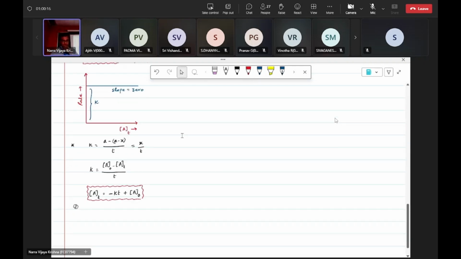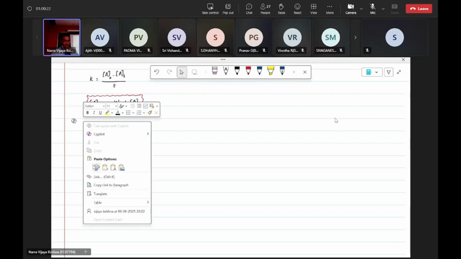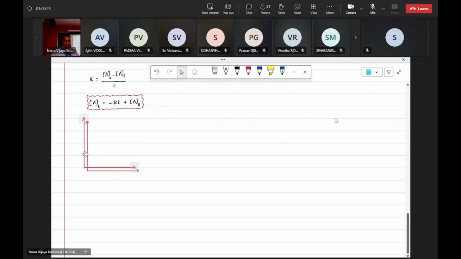This is another equation. Now again, I am plotting one more graph, between AT versus T. Now tell me, sir, how the graph is. Intercept is A naught, slope is negative, so the graph must be like this. Correct, sir? So what is slope? Minus K. Intercept A naught.